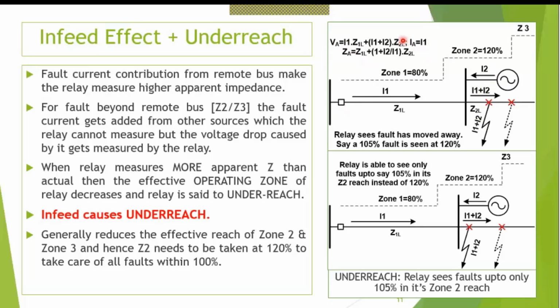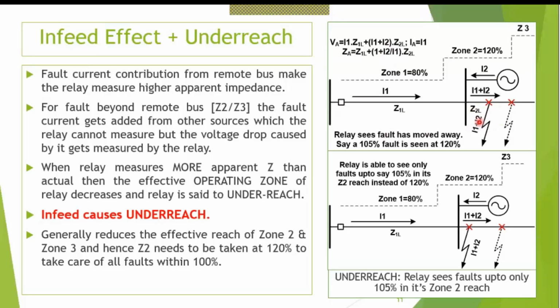So this equation divided by I1 will yield Z1L plus (I1 plus I2) divided by I1, which means (1 plus I2 by I1) into Z2L. This I2 by I1 term is my error; it is the extra impedance that this relay is measuring. So what will happen? Suppose a fault is at 105%, let us say. The relay will see the fault at 120%. This relay will see a higher apparent fault impedance due to this remote end infeed.